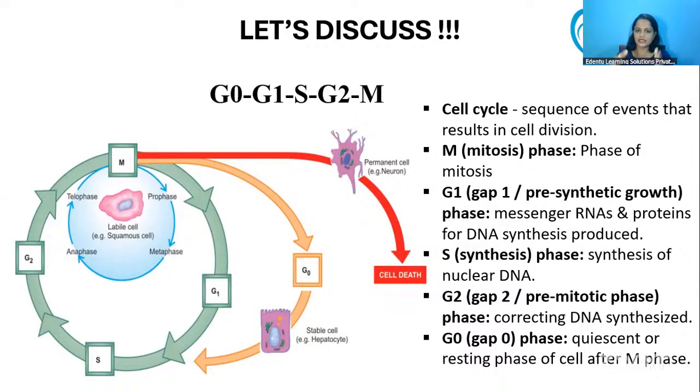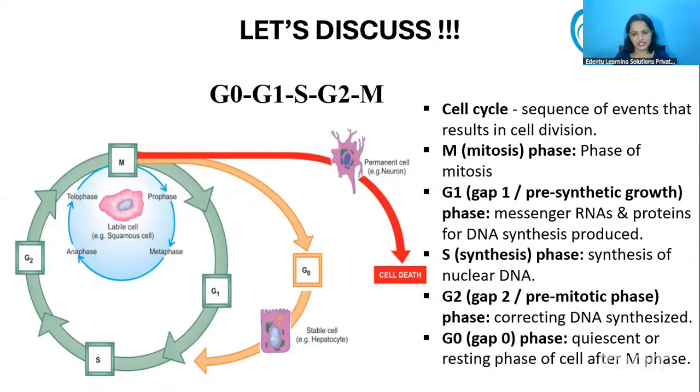So the cell cycle is a cycle that the cell goes through during its division process. During its division process, the cell undergoes a series of events, and that is called the cell cycle. Now, this cell cycle mainly has 5 phases. The first phase is the G0 phase, or gap zero phase, which is also called the quiescent phase or resting phase. This is a resting phase of cells where they don't divide at all. That is the G0 phase.